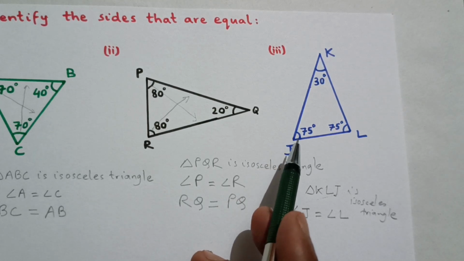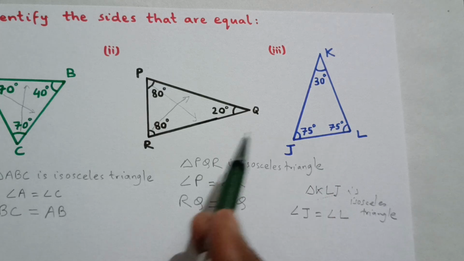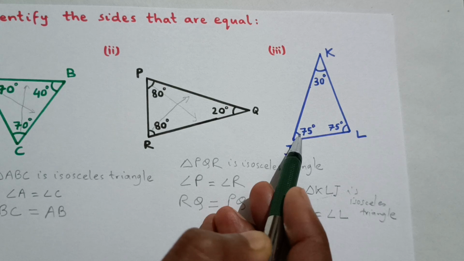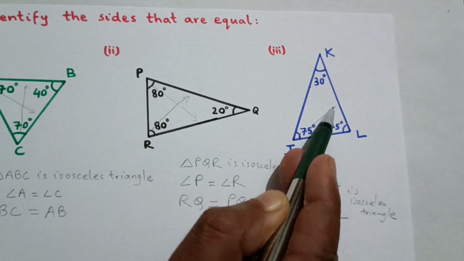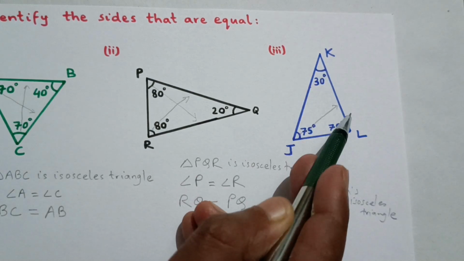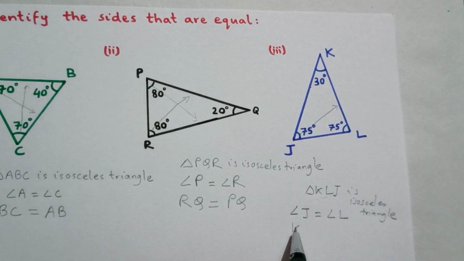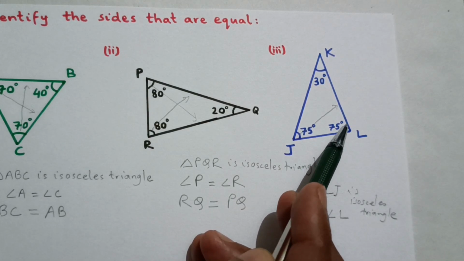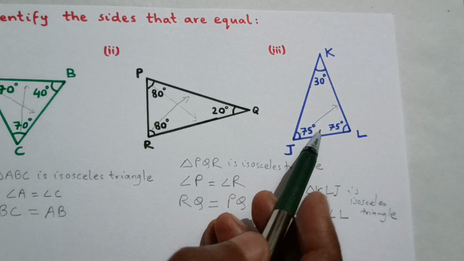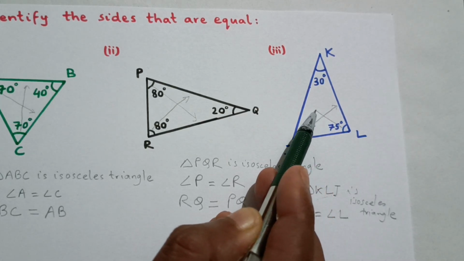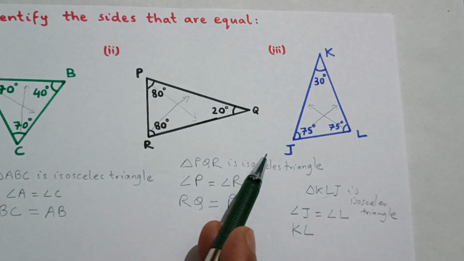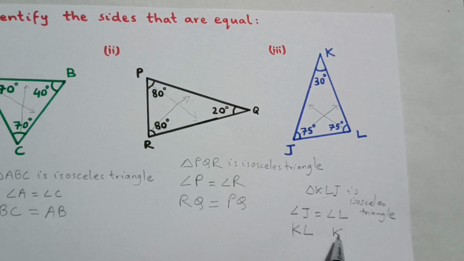So we will look at angle J and angle L. Now angle J is this angle. Now the side opposite to angle J is this side. So side KL. And this is angle L. Now the side opposite to angle L is this side. So this side is side KJ.